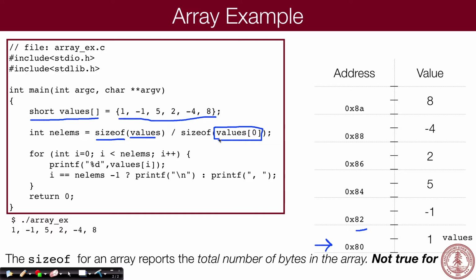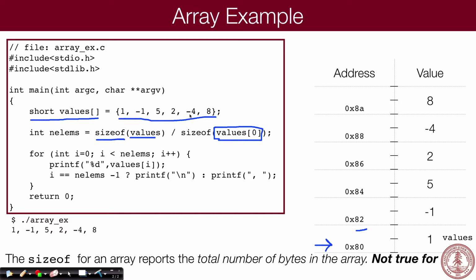It's a short. Why is values[0] a short? We have declared values as being an array full of shorts. There's one, there's one, there's one, there's one, there's one, there's one. An array full of shorts means that the first element has a size of a short, which is 2 bytes. How big is this whole array?